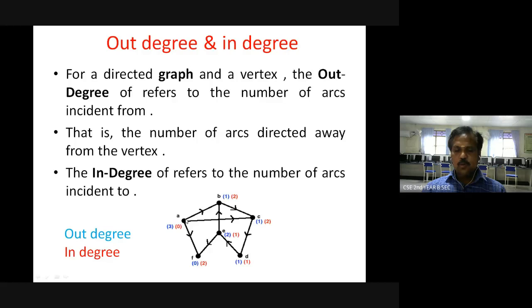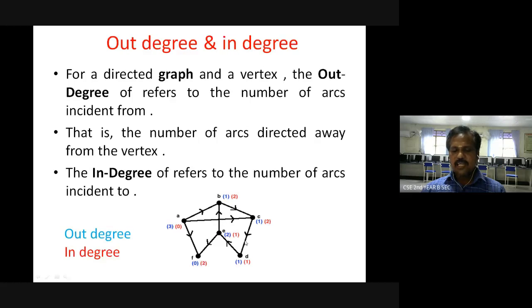From the node A, how many in degrees are there? 0 in degree. How many out degrees? 2 outgoing arrows are there, so 2 out degree, 0 in degree. For the node F, 2 in degrees are there, out degree is 0. For the node D, in degree is 1, out degree is 1. For the node G, out degree is 2, in degree is 1. For the node C, in degree is 2, out degree is 1.